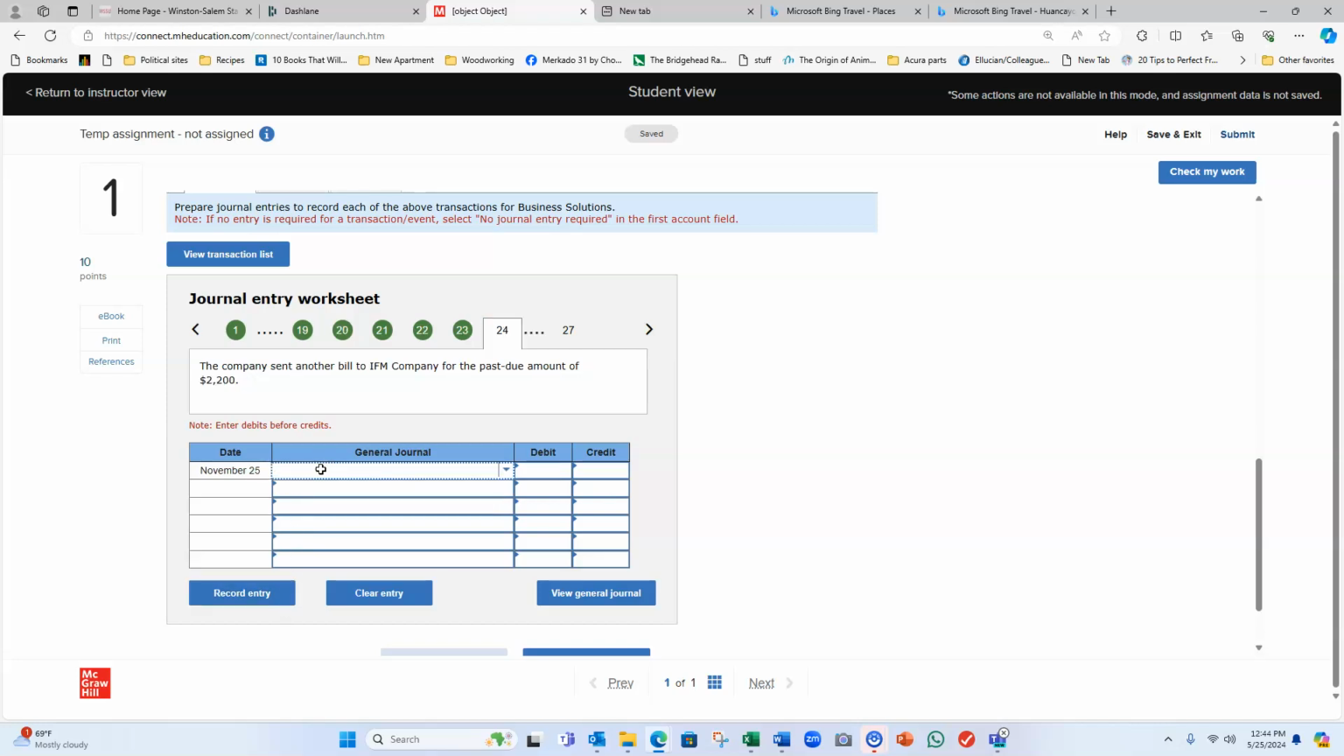Sent another bill for the past due amount of $2,200. Now they owe us $2,200. This is the second bill we're sending to them. Since we're not charging any interest, there's really no journal entry required on this one. This is just something we've already recorded in the past.